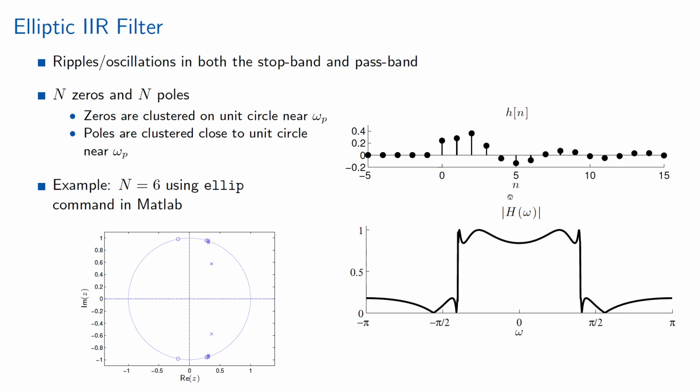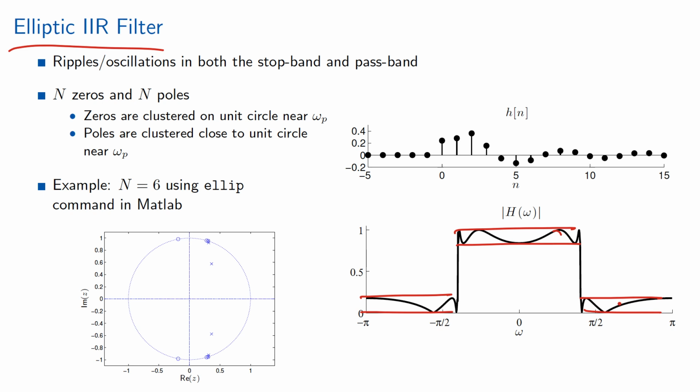So the last filter is the big hammer IIR discrete time filter. It's the so-called elliptic filter, and it has oscillations in both the passband and in the stop band. Very important: the oscillations do not have to be the same size. They can be much smaller in the passband and larger in the stop band, and vice versa.